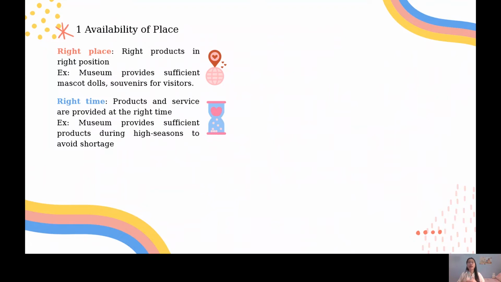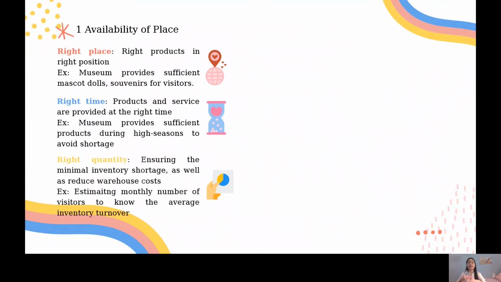Continuously is right time. Right time means product and service are provided at the same time. Our suggested strategy is providing sufficient umbrellas in retail store in the museum during or before monsoon season and increasing more product supplying during high season to avoid product shortage. And lastly is the right quantity. It will have to ensure that there is minimal inventory shortage as well as reduce the warehouse cost.